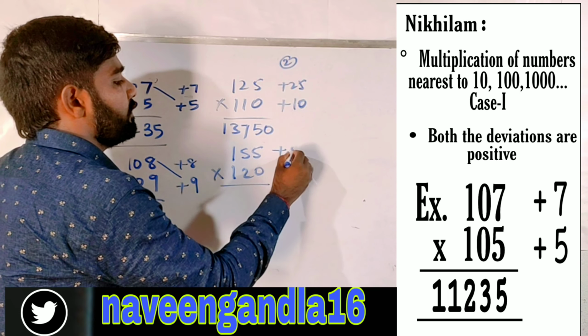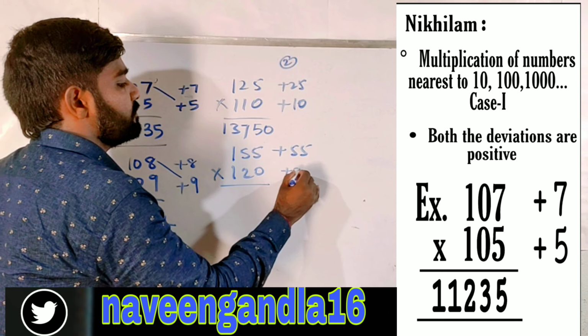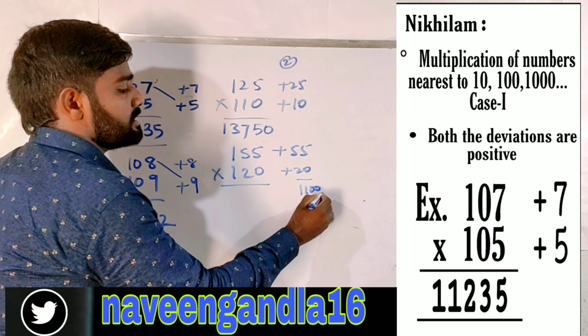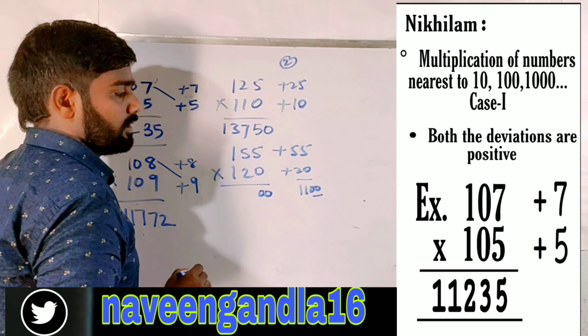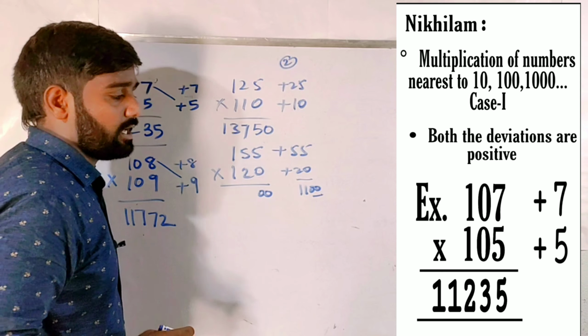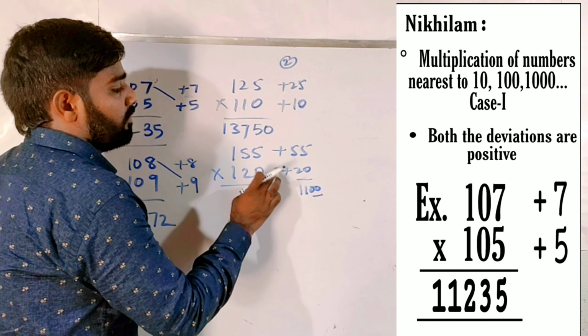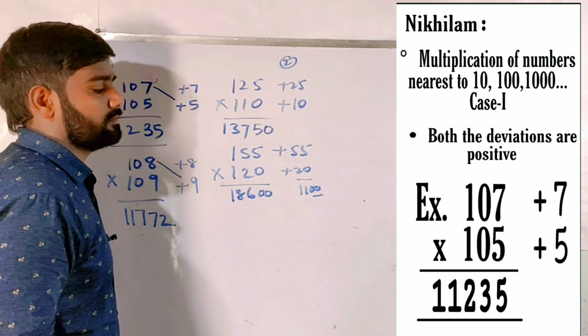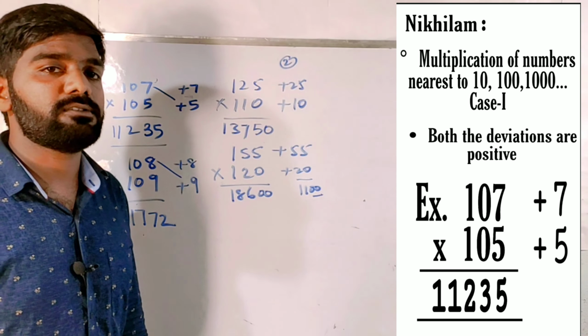Here the deviation is 55, here the deviation is 20. Their product is equals to 1100. So consider only two digits, two zeros. Next 155 plus 20 is equals to 175, remaining carry 11. 175 plus 11 is equals to 186. So the answer is 18,600.